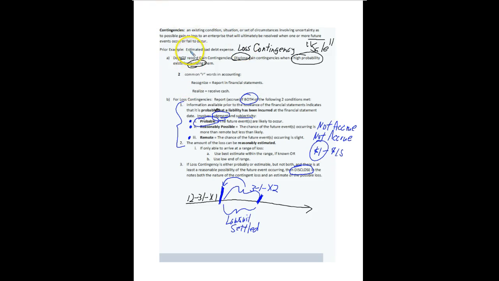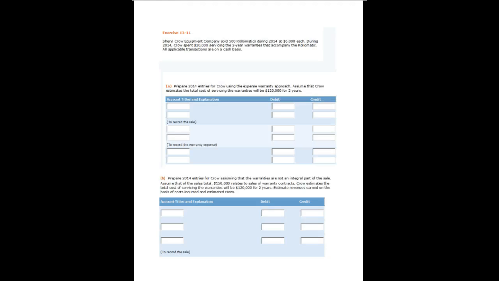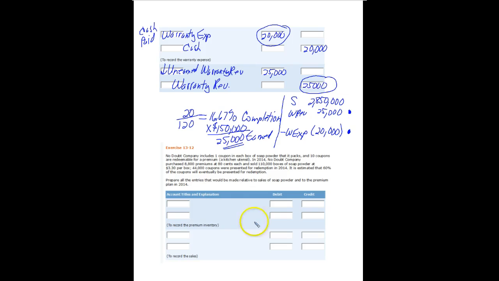In addition to estimated bad debt expense, what other kind of loss contingencies face a company? Okay, moving on to exercise 2 then. We have No Doubt Company includes 1 coupon in each box of soap powder that it packs, and 10 coupons can be redeemed for a premium, and the premium is a kitchen utensil. So if a customer turns in 10 coupons, they can receive a kitchen utensil.